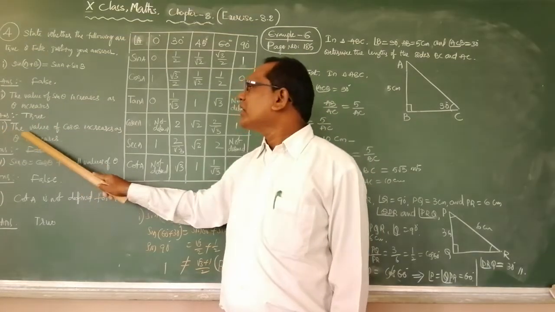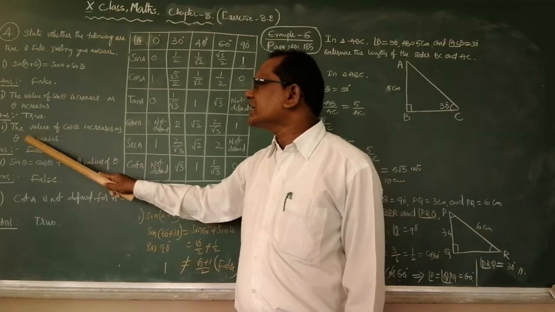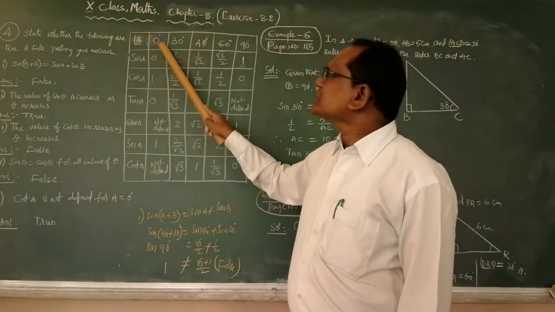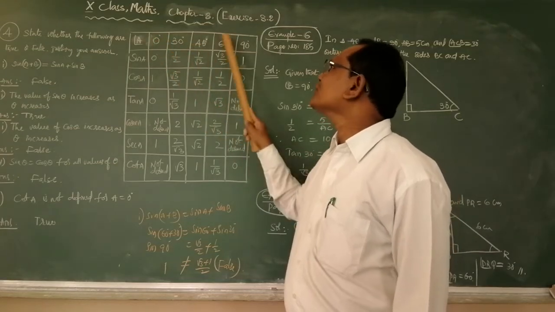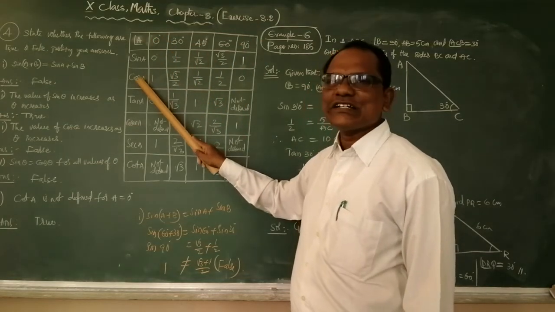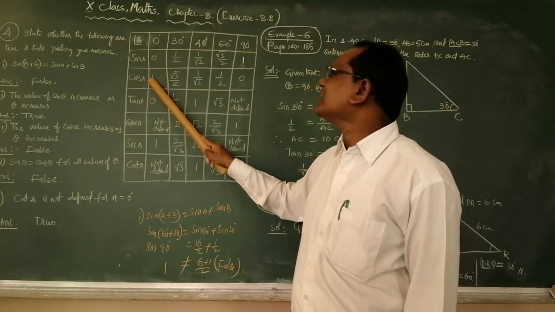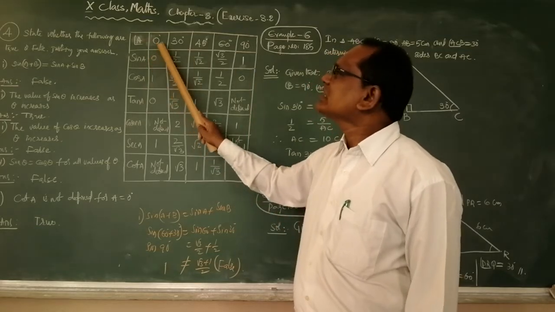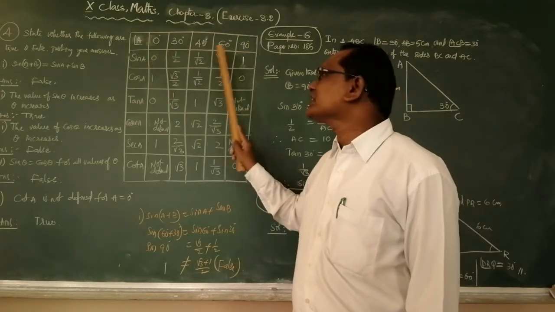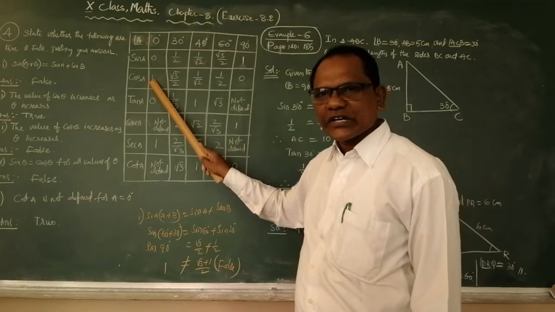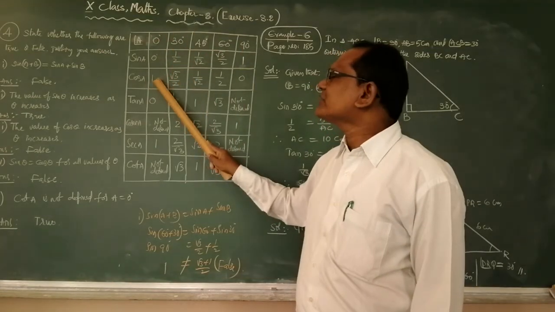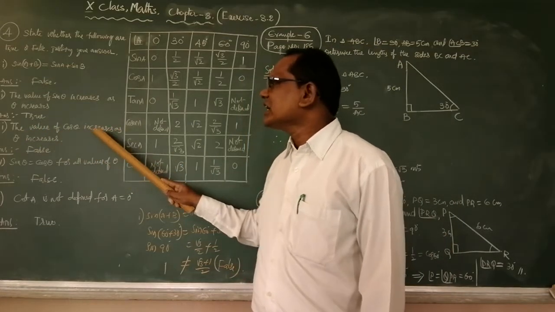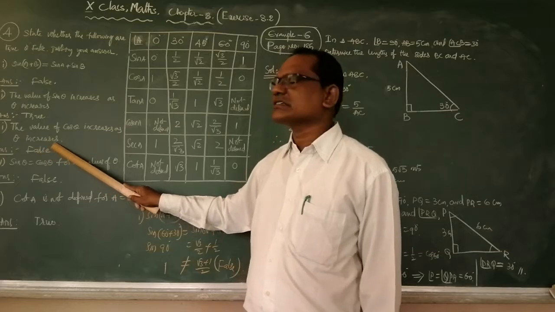Third one: the value of cos theta increases as theta increases. Yes, we have to look at cos theta. This is the cos theta. As theta increases from 0 to 90 degrees, the cos theta values are decreasing. You can see that it starts at 1 and the final answer is 0. For sin, theta increases and the value also increases from 0 to 1. When we come to cos, as theta increases, the value decreases. That's why the third one, the value of cos theta increases as theta increases, is a false answer.